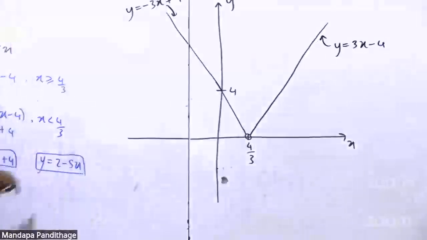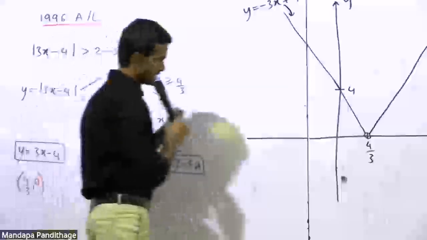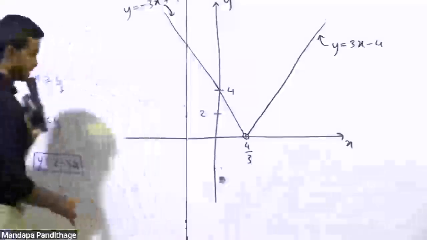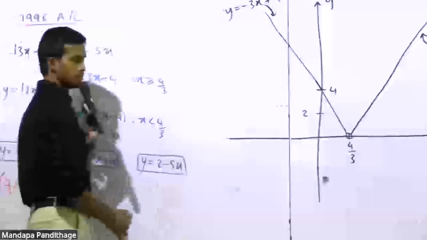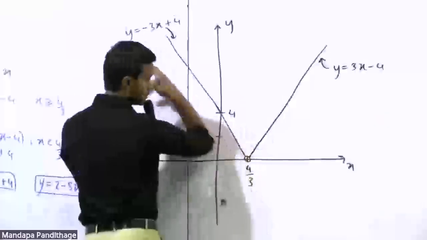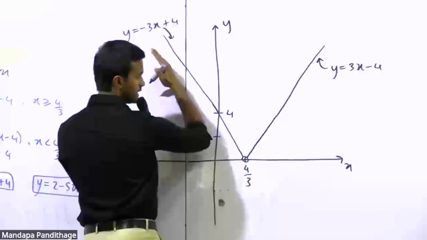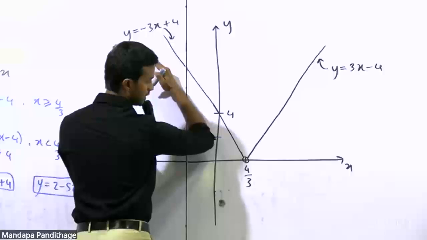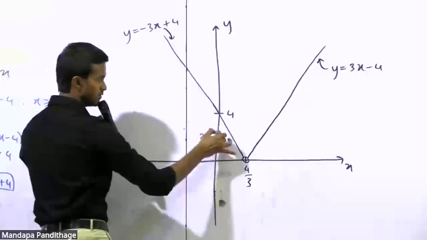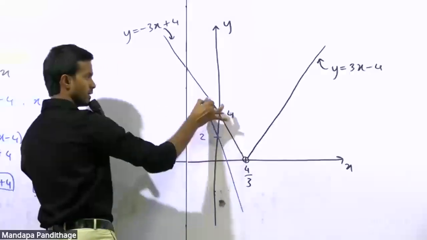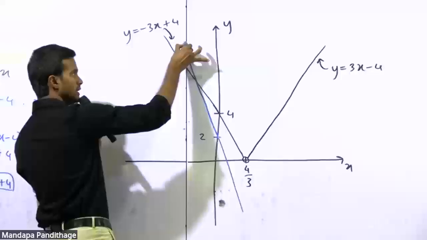Then, when you are supposed to draw y equals 2 minus 5x, you can start from the intercept, which is 2. The gradient is minus 5. If you take a gradient like minus 3, the two lines will be parallel to each other. But with minus 5, the line should be more inclined, so it's not parallel. You get the straight line in this way.